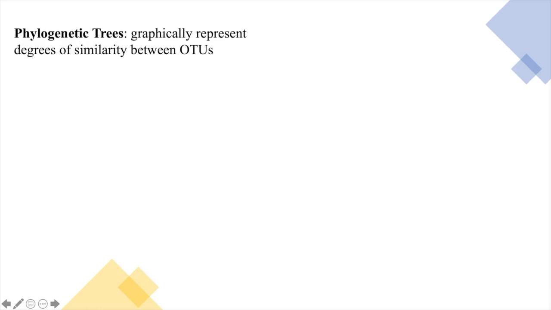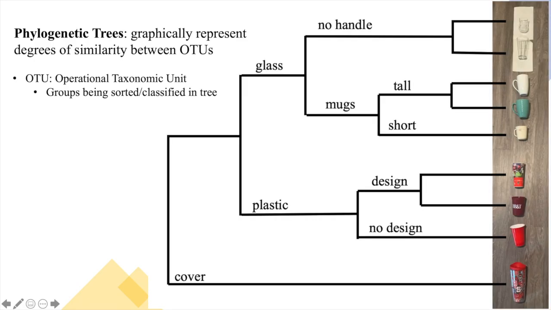So today we'll be discussing phylogenetic trees, which graphically represent the degrees of similarity between different groups. The groups shown through the tree are called OTUs, which stands for Operational Taxonomic Units. OTUs are usually species, but can also be something like different virus strands, which is why we use the general term of units. Today, our OTUs are going to be different drinking containers.